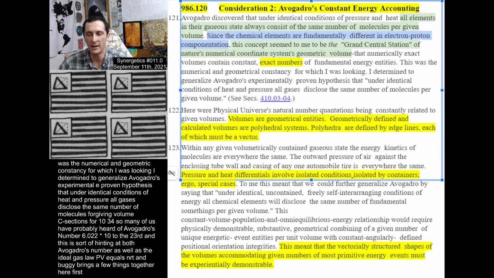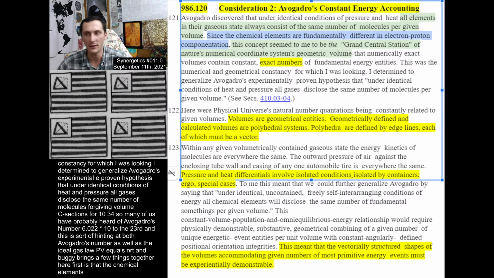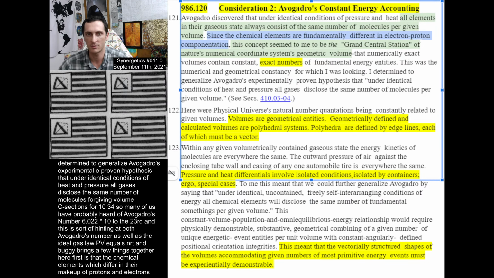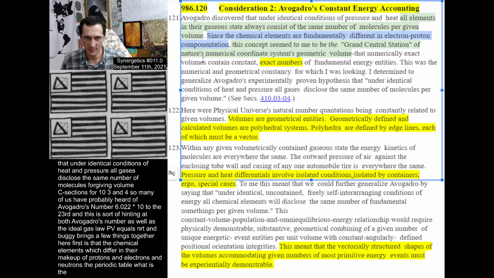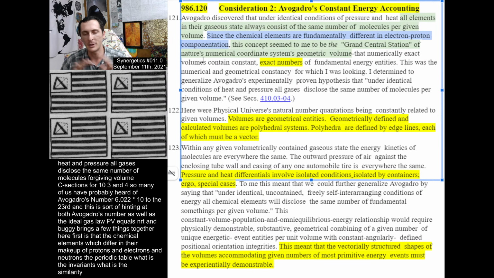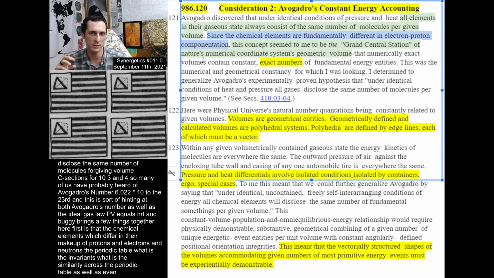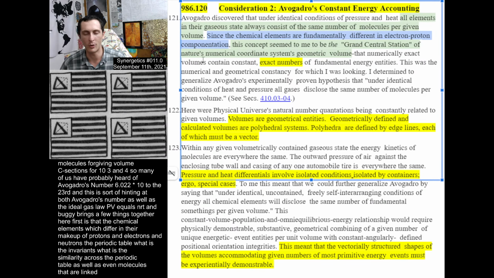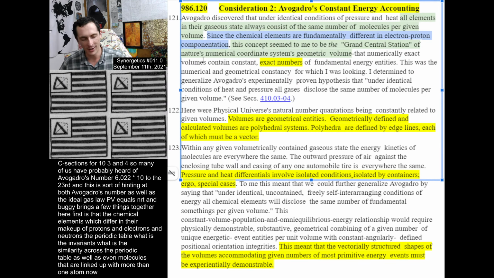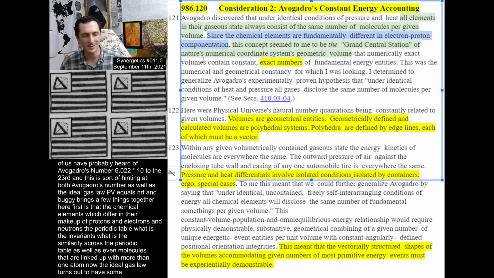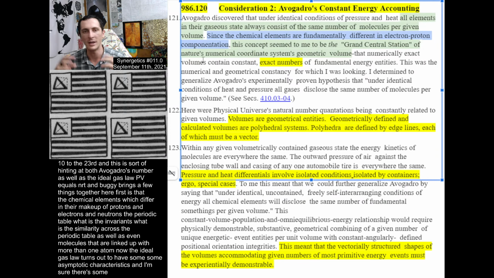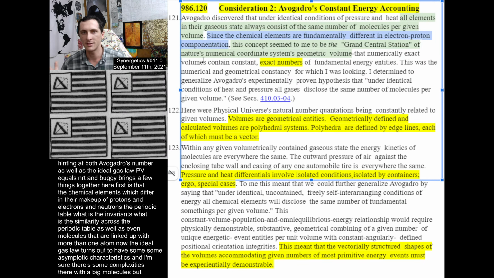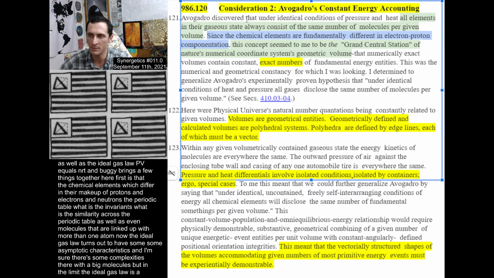First is that the chemical elements, which differ in their makeup of protons and electrons and neutrons, the periodic table, what is the invariant? What is the similarity across the periodic table as well as even molecules that are linked up with more than one atom? Now, the ideal gas law turns out to have some asymptotic characteristics, and I'm sure there's some complexities there with big molecules, but in the limit, the ideal gas law is a pattern that is true.